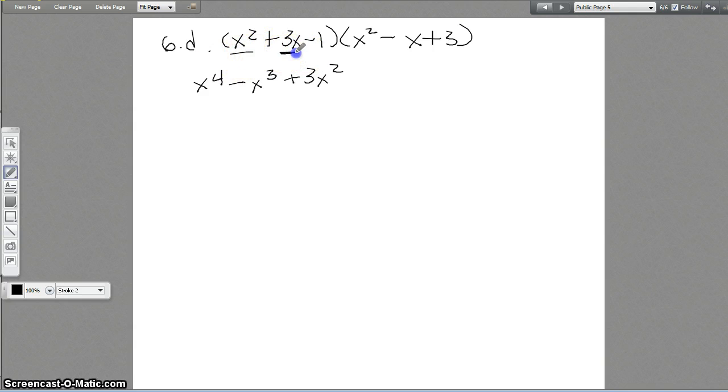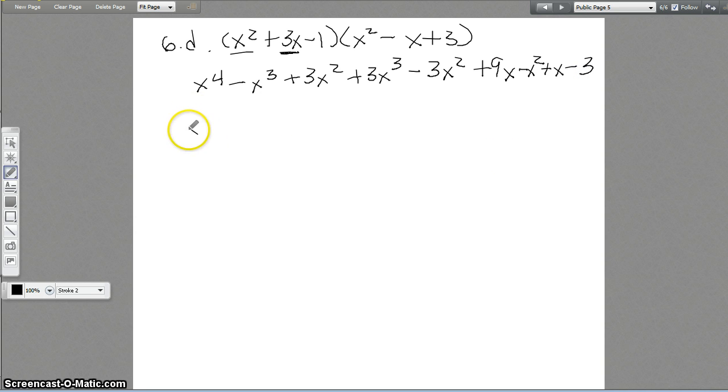Now I'm going to do my second term. 3x times x squared is 3x cubed. 3x times negative x is negative 3x squared. 3x times 3 is 9x. Okay, more to go. Negative 1 times x squared is negative x squared because this is a negative 1. Negative 1 times negative x is going to be positive x because negative times negative is positive. Now we have negative 1 times 3, and that's negative 3.